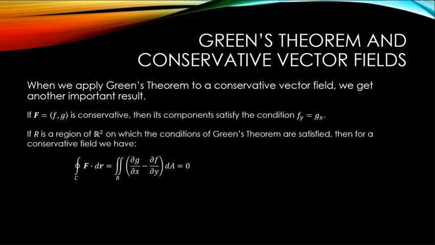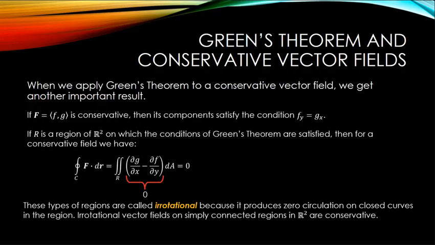gives me the closed integral over C of F dot dr is equal to the double integral over R of the curl of my vector field dA, and that is equal to 0. It's equal to 0 because the curl itself is equal to 0. Vector fields of this type are called irrotational because they produce zero circulation on closed curves in the region. Irrotational vector fields on simply connected regions in R2 are conservative.